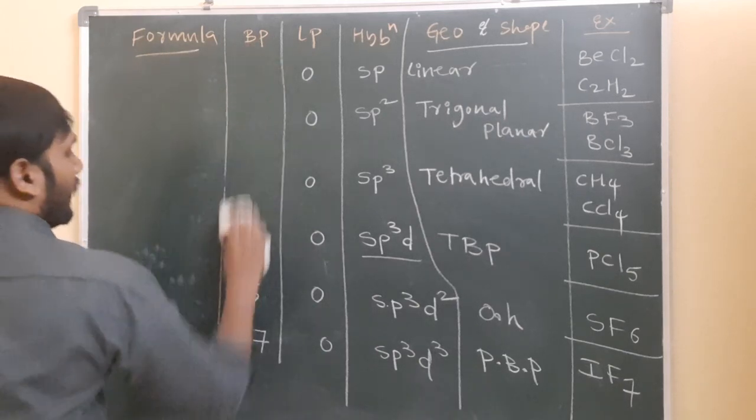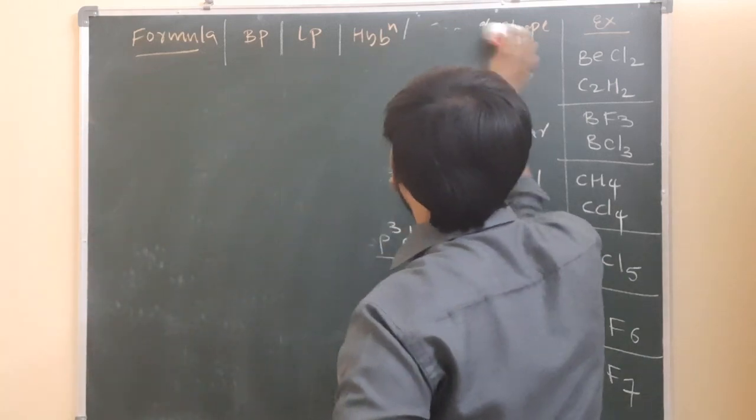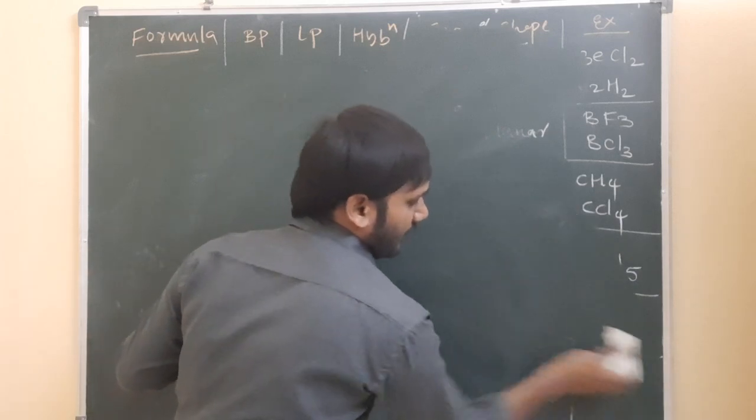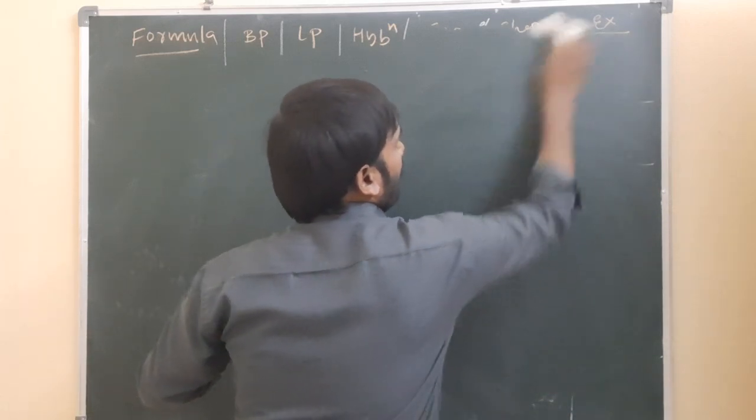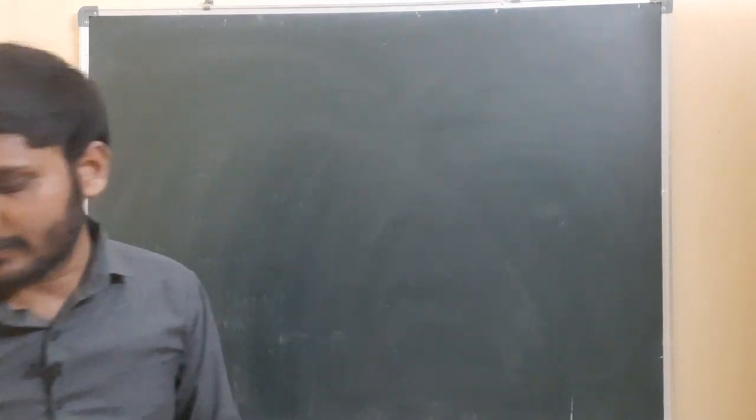At that time, the geometry and shape of the molecule will change. Geometry and shape of the molecule are different because lone pairs are present. If lone pairs are not present, the geometry and shape of the molecule are equal. If lone pairs are present, they are not equal. So let us see here.